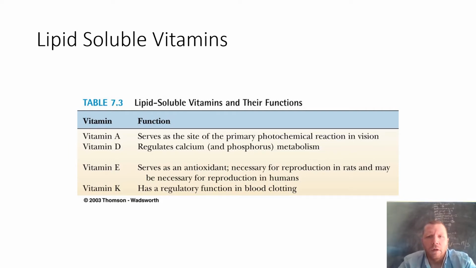in vision. Vitamin D is going to regulate calcium metabolism or calcium uptake, and we'll look at that in just a second. Vitamin E serves as an antioxidant necessary for reproduction in rats and may be necessary for reproduction in humans. And vitamin K has a regulatory function in blood clotting.